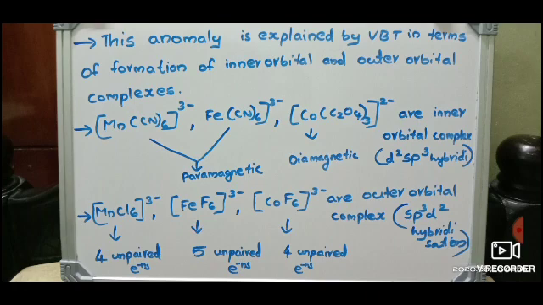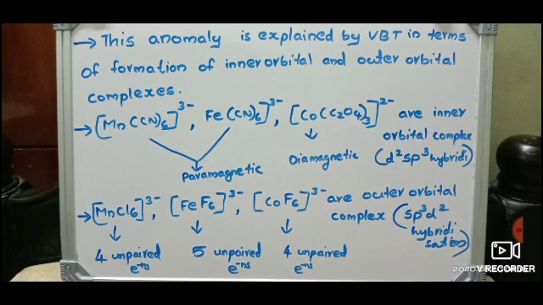MnCl6 3-, FeF6 3-, CoF6 3- are outer orbital complexes, or sp3d2 hybridization is seen in this case. MnCl6 3- has 4 unpaired electrons. FeF6 3- has 5 unpaired electrons. CoF6 3- has 4 unpaired electrons. So they will show magnetic moments based upon this number of unpaired electrons.